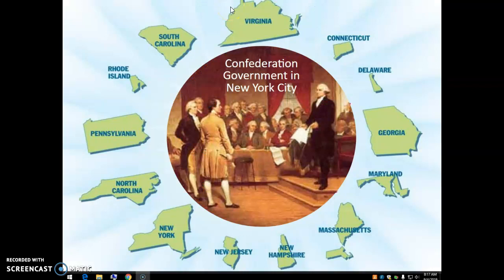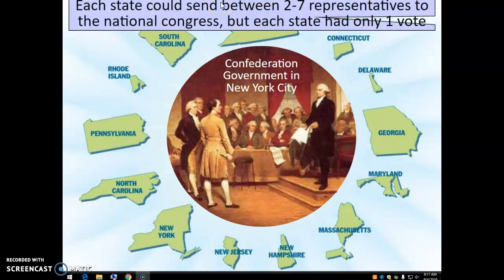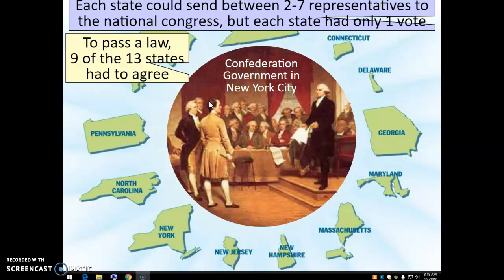And they're going to meet in New York City, and it's going to be set up in a certain way where each state would have between 2 to 7 representatives. However, you only each get one vote. So Rhode Island has one vote, New York has one vote, Virginia has one vote in the legislative branch. And with each state having one vote, in order to pass a new law, you had to have 9 out of the 13 states agree. That's a pretty solid majority.